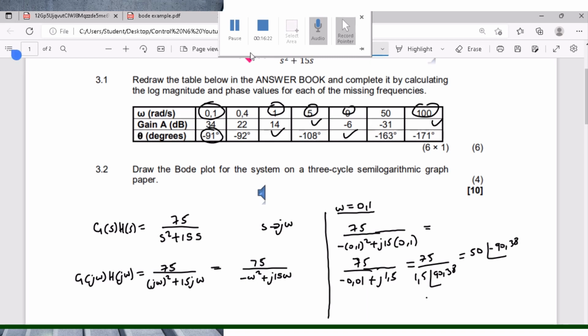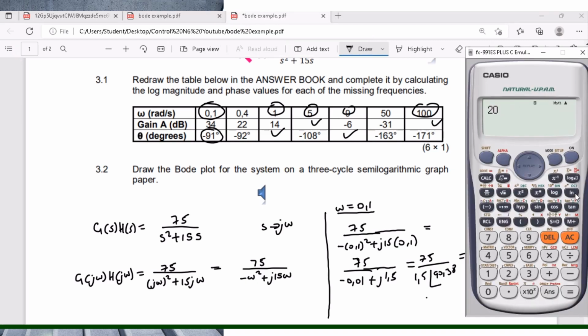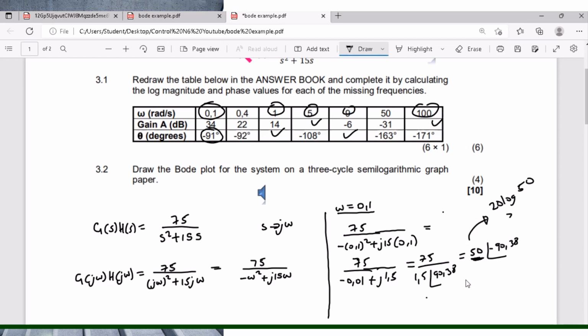But the 50 for gain is not the same as 34. Why? Because this gain is not in decibels. Now you must take this and ask how we convert to decibels. It's 20 log of that answer, 20 log 50. If you do 20 log 50 in our calculator, you'll notice we get 33.9, which is 34 decibels. You see, that's how you do it.